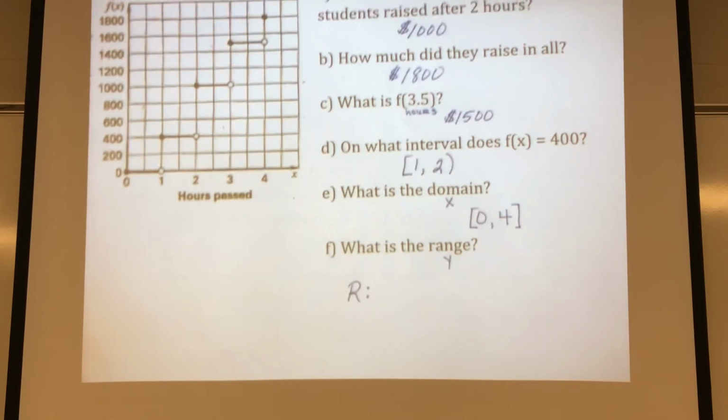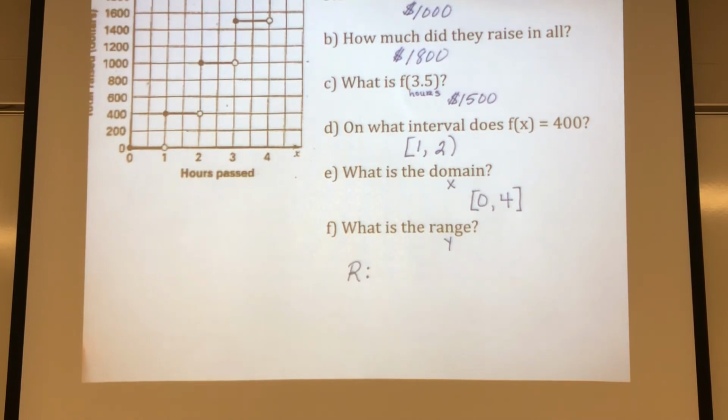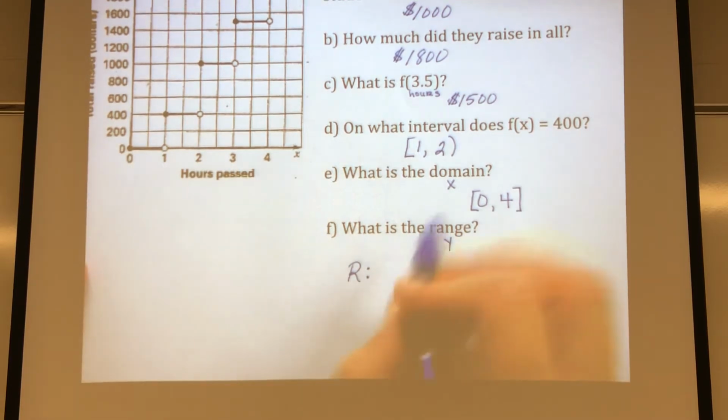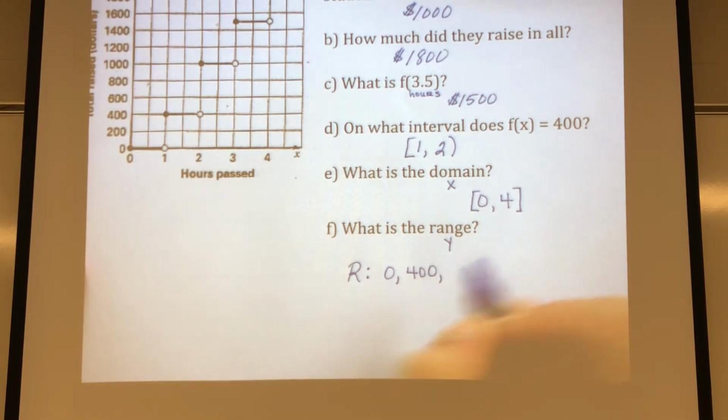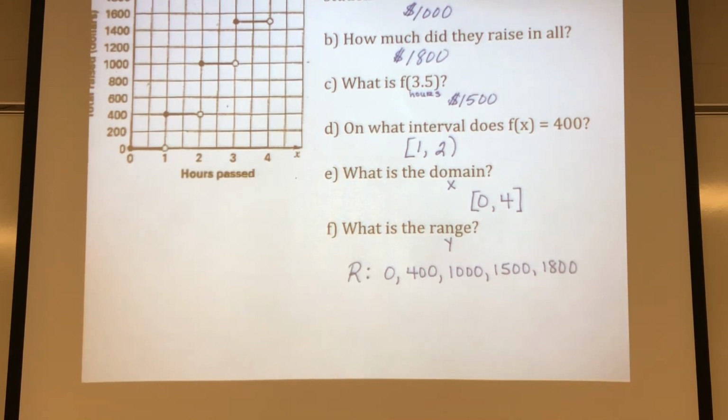There's a lot of different ways that this is acceptable to write. When you have individual range values, I'm okay with you just listing out what those ranges are. There is a fancy way called set notation that we will learn later, but for now, we just have a value of 0, a value of 400, a value of 1,000, 1,500, and 1,800. So those are the 5 possible y values that we could have.